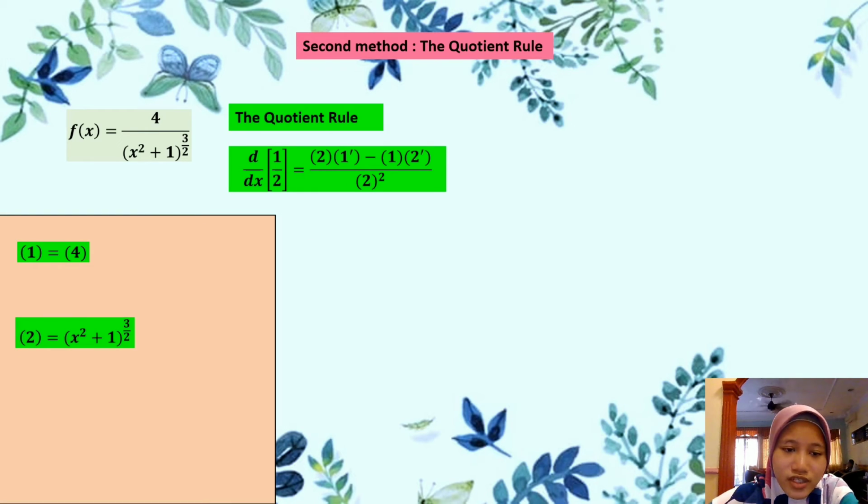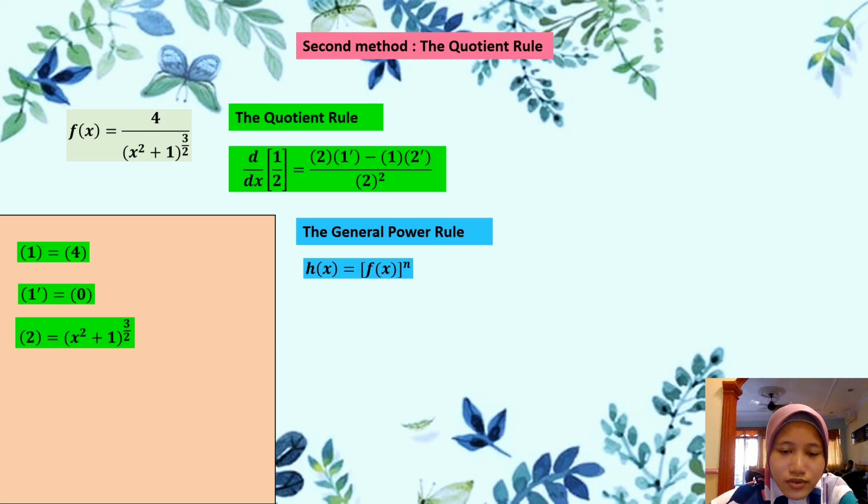Then find function 1 and function 2. Function 1 is 4. Function 2 is x squared plus 1 power 3 over 2. Then find 1 prime, differentiating function 1 with respect to x. The derivative of 4 is 0. Then find 2 prime by using the general power rule, h(x) equal to f(x) raised to the n power. Here f(x) is x squared plus 1, and n is 3 over 2.